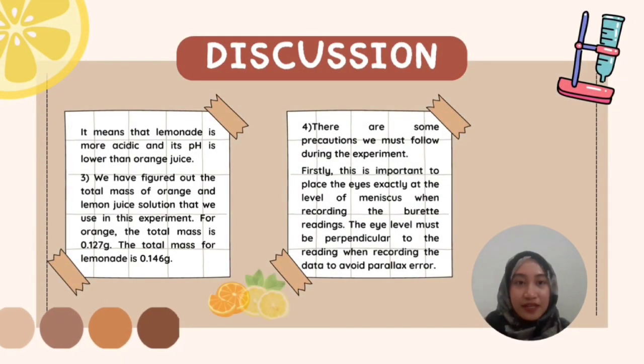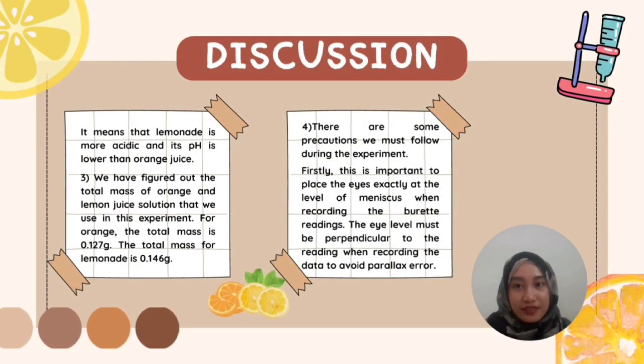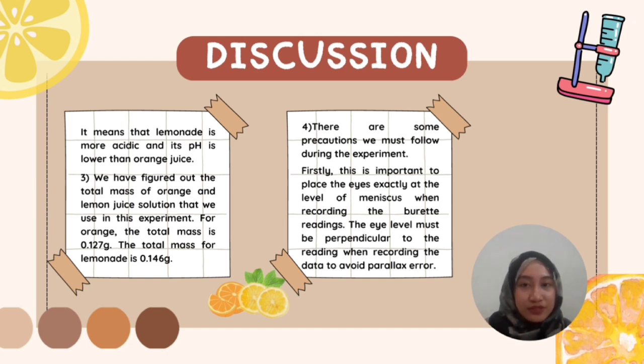It's me again, Fatin. I will continue with the discussion. It means that lemonade is more acidic and its pH is lower than orange juice. We have figured out the total mass of orange and the lemonade juice solution that we use in this experiment. For orange, the total mass is 0.127 gram. The total mass for lemonade is 0.146 gram.